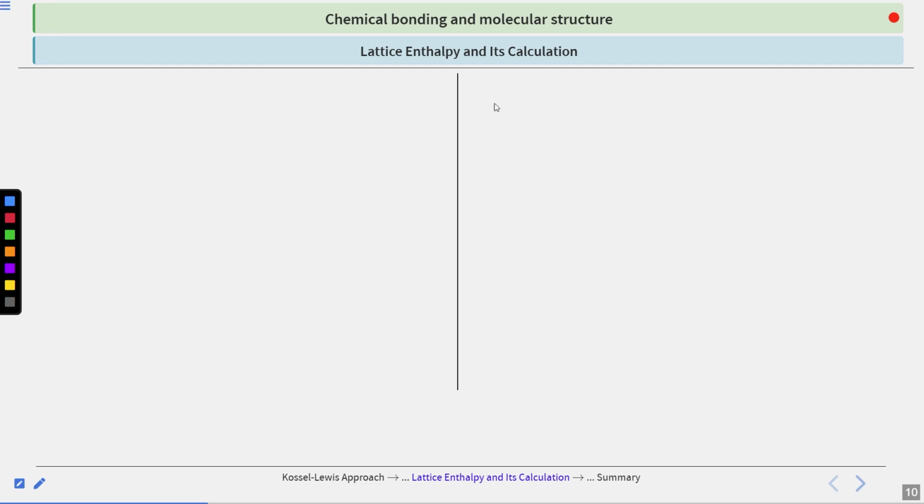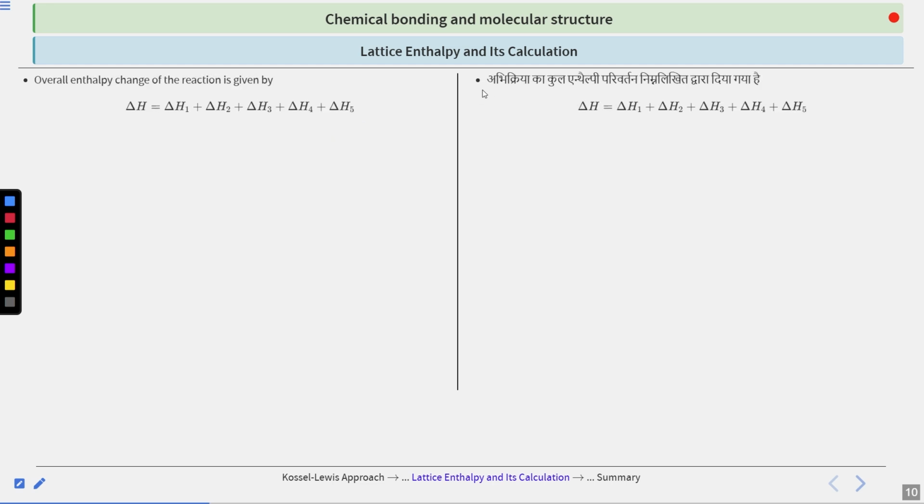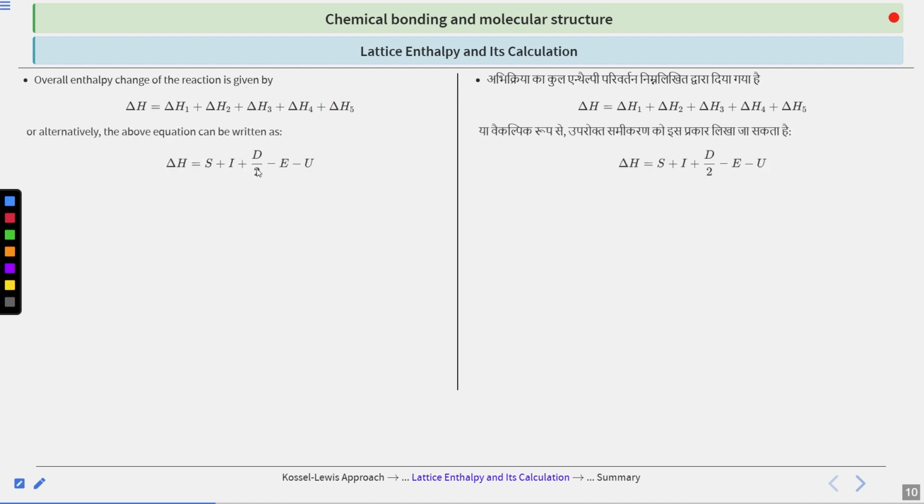Next is your lattice enthalpy and its calculation. So we will just continue that. We can say that this delta H1, delta H2 that we got, sublimation, then your ionization, then your dissociation, and again ionization, and addition of these ions, all of this can be added to get the delta H of the reaction, or the heat of the reaction overall. So this can alternatively be written in this form: sublimation, I, dissociation half, E and U.